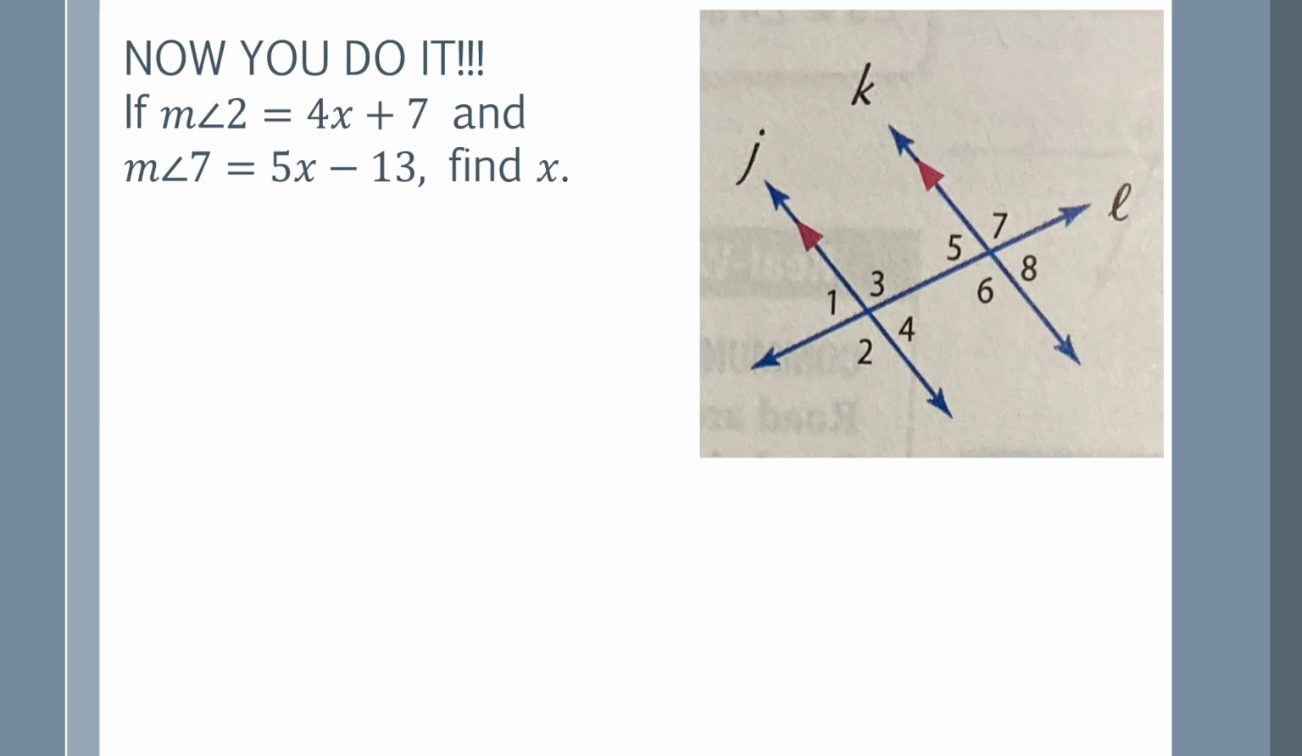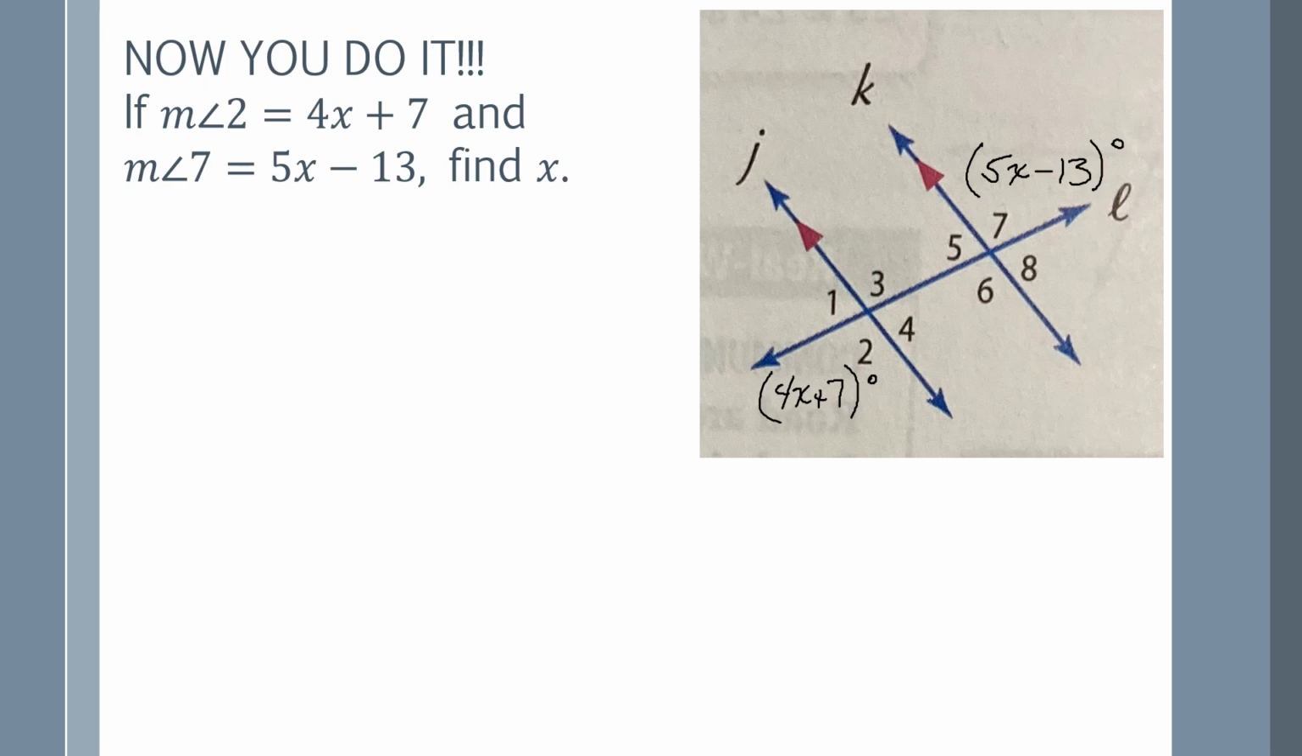Okay, so let's look at what we know. We have the measure of angle 2, right? So we're going to be right here, 4x plus 7. And the measure of angle 7, which is 5x minus 13.